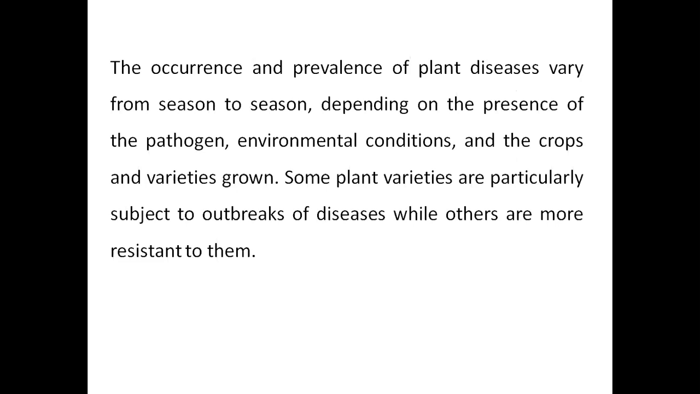Then the occurrence, prevalence, severity, and spread of plant diseases vary from season to season. It depends on the presence of the pathogen, environmental conditions, and which varieties are grown, whether these varieties are susceptible or resistant, or sometimes very prone to a particular disease. During an outbreak, these varieties play an important role. If there is a resistant variety, there may be less epidemic of any disease. If the varieties are susceptible, the outbreak or epidemic may be more.